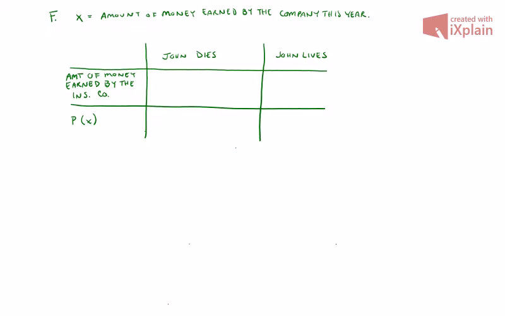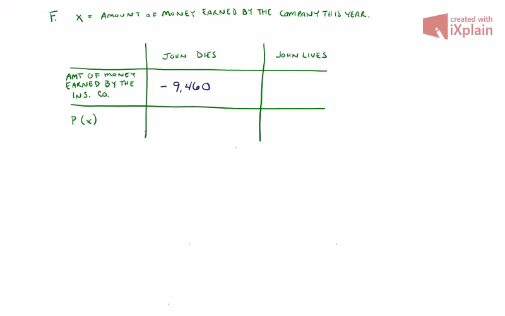So the amount of money earned by the insurance company when John dies, well, we know that in this situation, the company loses $9,460. Because again, yes, they're getting that $540 from John, but when he dies, he's getting that $10,000 payout. And again, as we had noted, they're really only losing $9,460 in that situation because they still get to keep the $540 that he gave them.